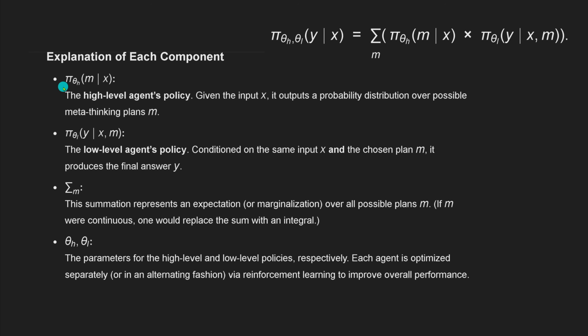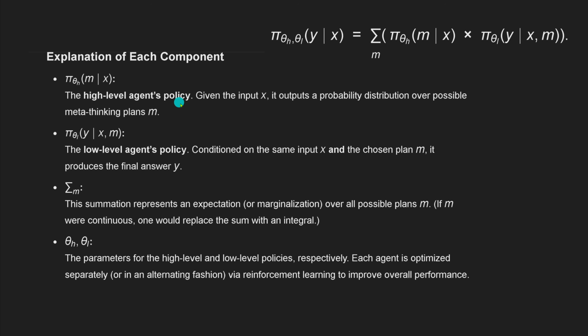So we have our model or our policy pi theta high, where we have an input x and we have m. And m is now a meta thinking plan. So this goes beyond our simple chain of thought, because now we have really an agent, a system, an LLM that is just thinking about possible solutions without implementing those solutions. The implementation is given to a second agent. This is pi theta low. This is the low-level agent policy that we have to train, that we have to develop and then apply. And this low-level agent policy is conditioned on the same input x and the chosen plan m.